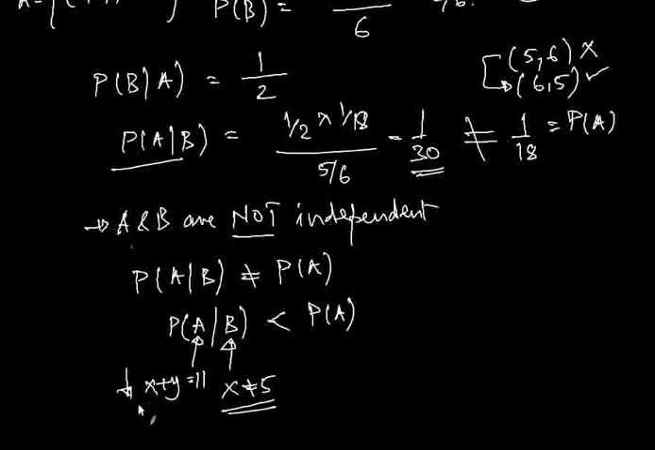So this is interesting. You can take a step further and interpret the results and see the reason why A and B are not independent. So that was the question on probability, and that's how it's done.